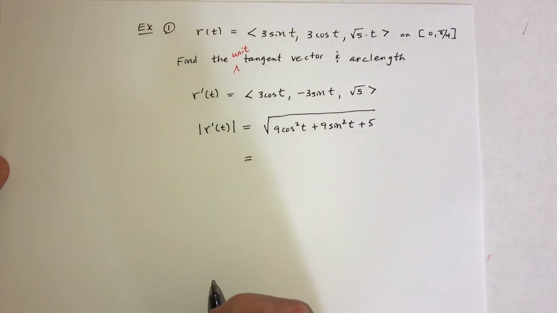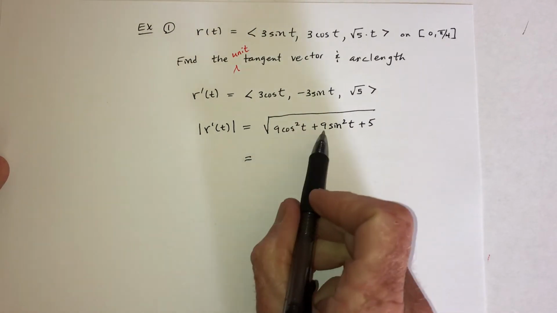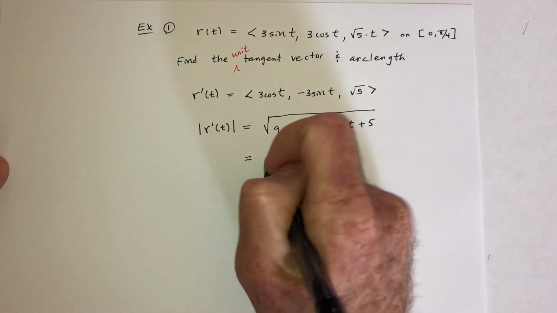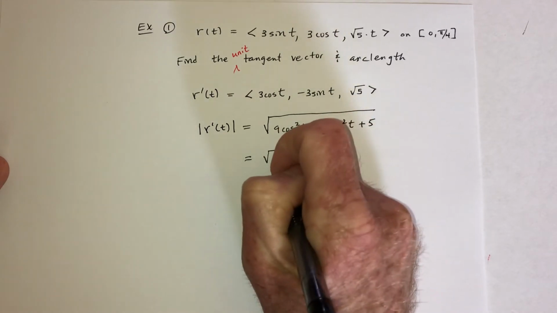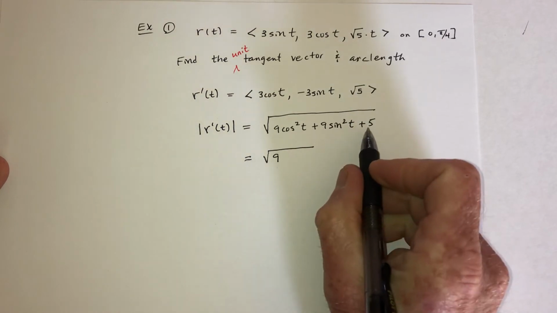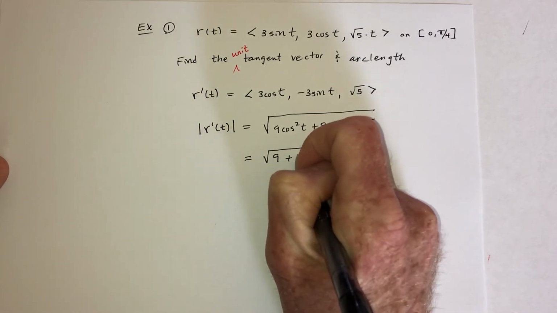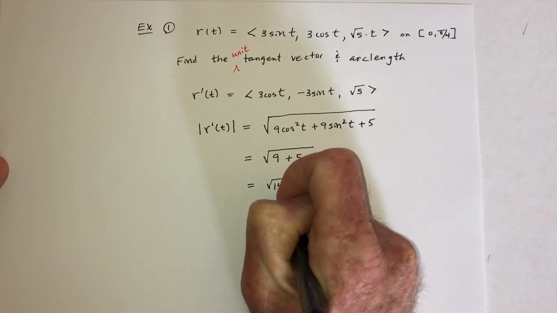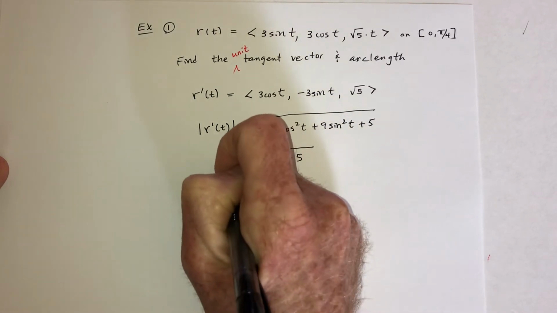Now this could even be simplified more because in here you could factor out a 9 and then it would leave cosine squared plus sine squared, which equals 1. And then there would still be this plus 5. So it turns out that it's just a constant, square root of 14.